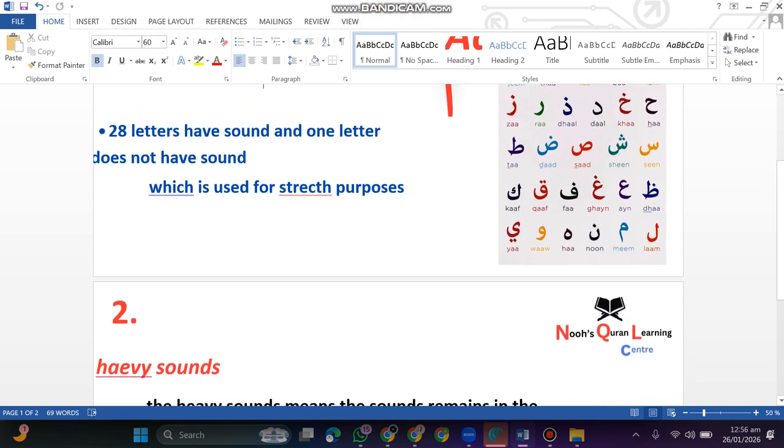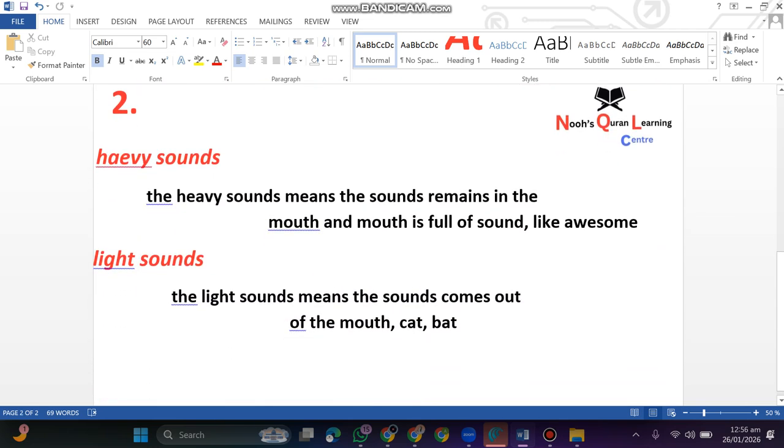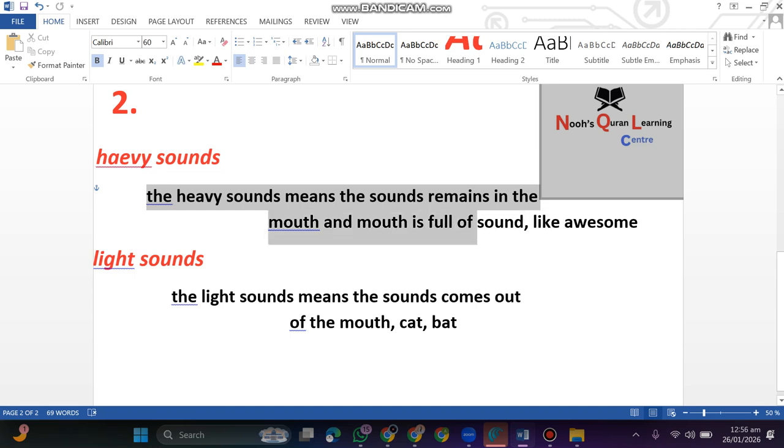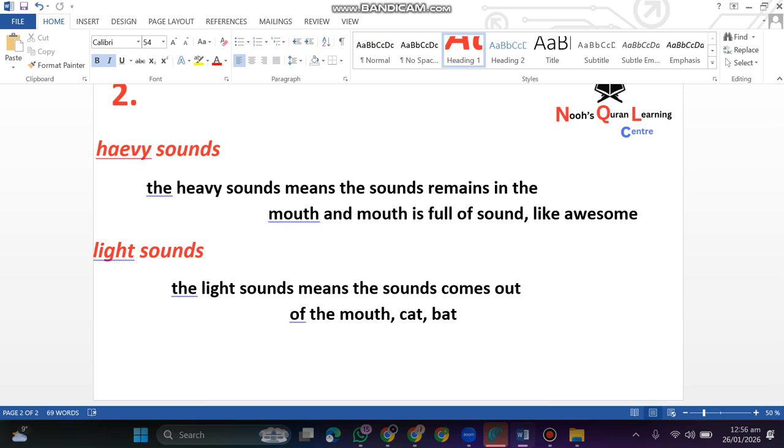The second thing we need to understand before starting lesson number one is that in the Arabic alphabet there are heavy sounds and light sounds. What are heavy sounds? Heavy sounds mean the sound remains in the mouth and the mouth is full of sound. For example, the word "Allah": I'm not saying it in the thin way, that's wrong. The correct pronunciation is the heavy way. When we start the lesson, you will understand better, but roughly you understand these things.